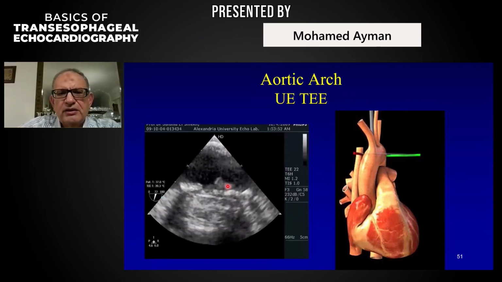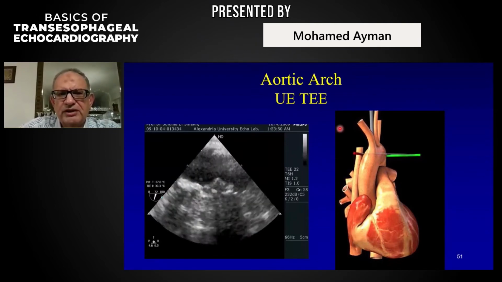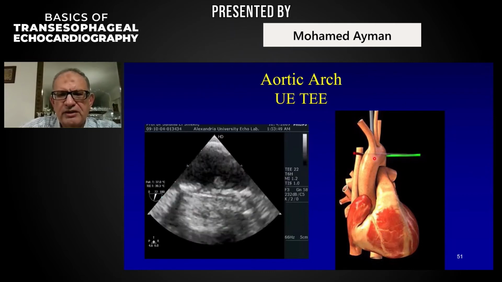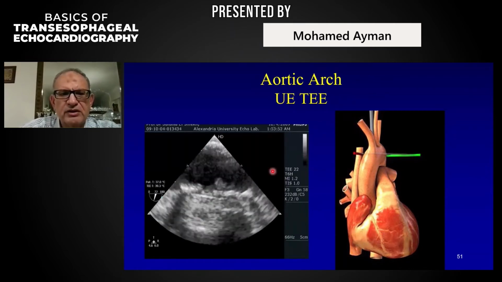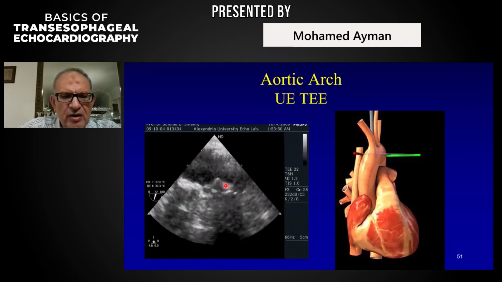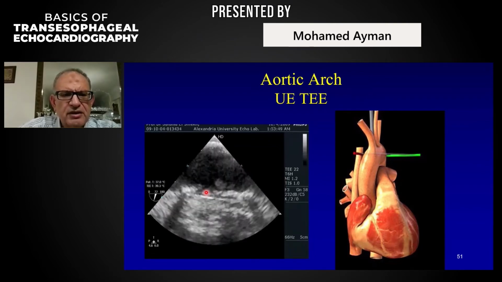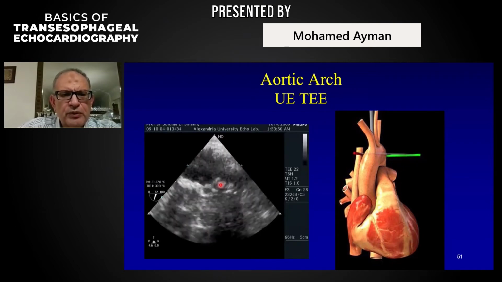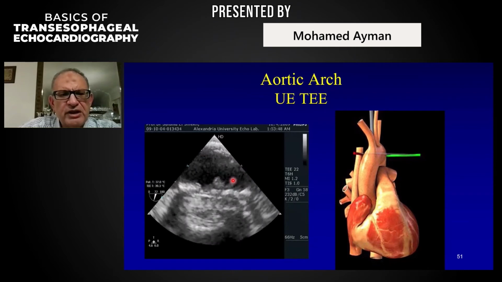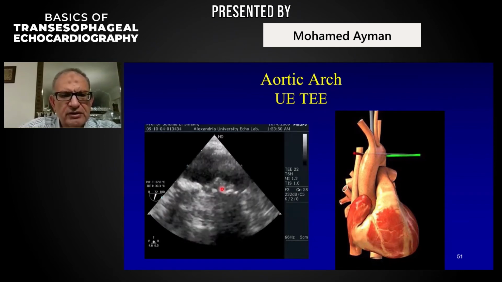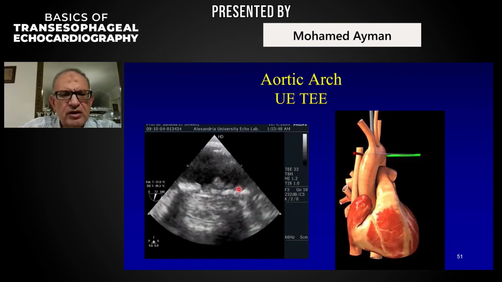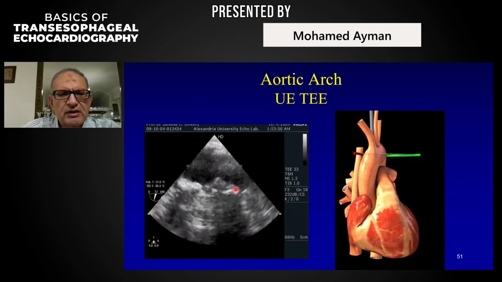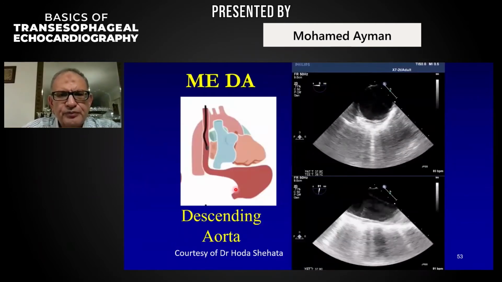As you can see here, this is an upper esophageal TEE. The ultrasound beams cut the region of the arch of the aorta. And as you see here, there is a complex atherosclerotic plaque present. And there are some small thrombi. These are a potential source for cerebral embolizations. So this is the aortic arch, and we have a complex plaque here with small thrombi present. This is in the upper esophageal.